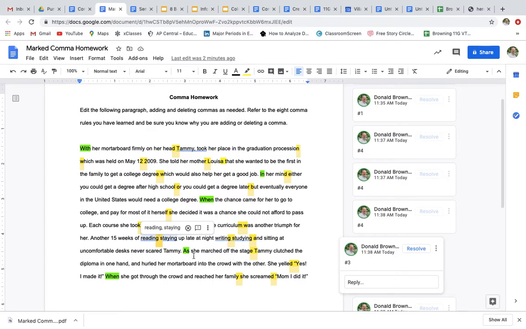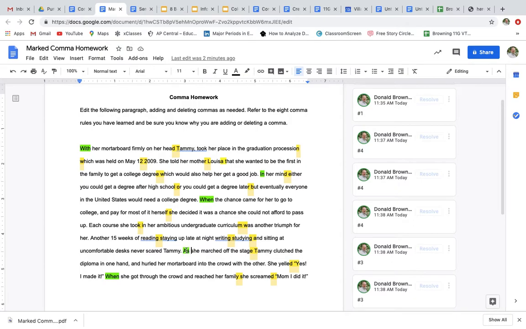There we go. We have another one of these phrases that has a signal word. As she marched off the stage, Tammy clutched the diploma in one hand and hurled her mortarboard into the crowd with the other. All right, so because this is an introductory phrase, or intro clause, it's a number two rule. All right, almost done here.